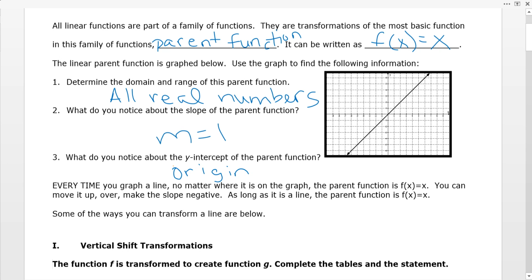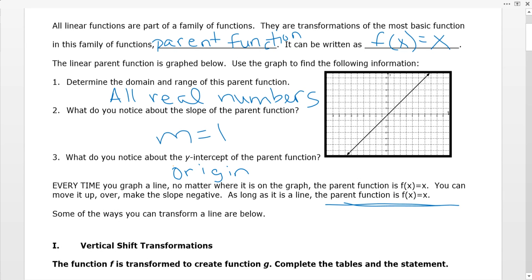Okay, so anytime you graph a line, we're only talking about lines here, no matter where it is on the graph, the parent function is f of x equals x. You can move it up, you can move it over, you can make the slope negative, it doesn't matter. If it's a line, the parent function is f of x equals x. Do not be tricked by f of x equals negative x, never a parent function. This is the only parent function for lines. We'll talk about parent functions for other functions later, but for lines, it's always this.